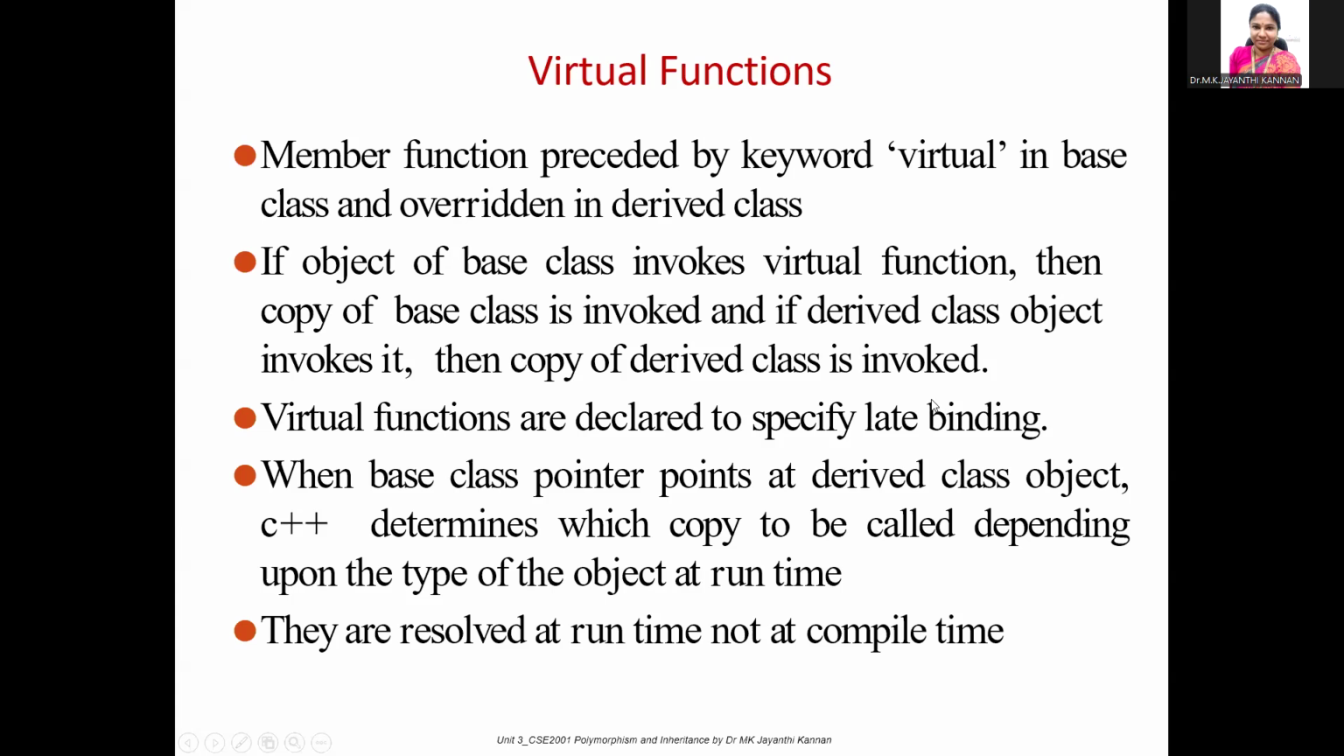If you want to bind the object with the function during runtime, not in compilation time, then we will go for virtual functions. When a base class pointer points at a derived class, C++ determines which copy is to be called depending upon the type of the object at runtime. They are resolved at runtime, not at compilation time. So until compilation time, we won't map the object with the function. During runtime only, the objects will be mapped with the function, because the new operator will be executed during runtime only. At compilation time, it won't do anything.